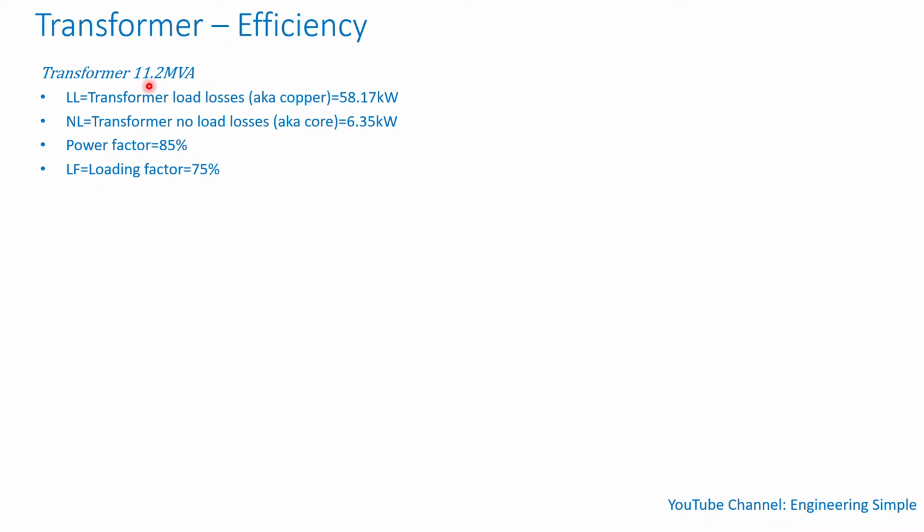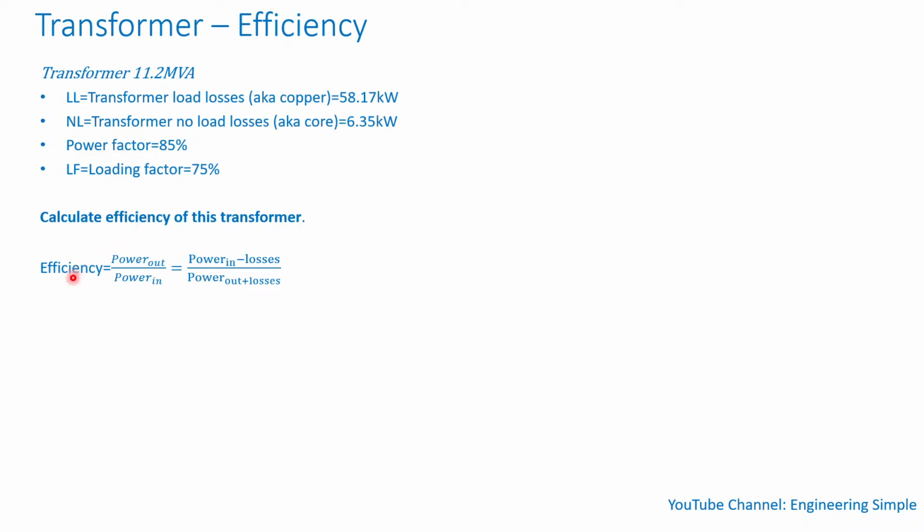Transformer MVA is 11.2 MVA, load loss, or sometimes called copper losses, is 58.17 kilowatts. Transformer no load loss or core losses is 6.35 kilowatts. Power factor is 85% or 0.85 per unit. Loading factor is 75%. So the question is calculate efficiency of this transformer.